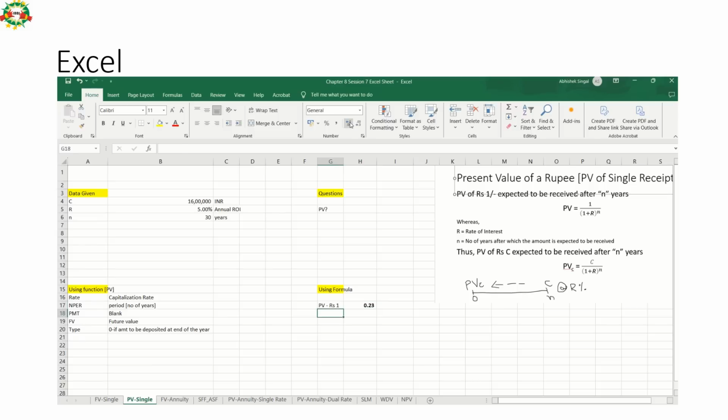So now the present value of 16 lakh rupees is nothing but this above factor multiplied by 16 lakh. So here it is. Right. So this is answer number 1. It is matching with the answer. I'll show you.